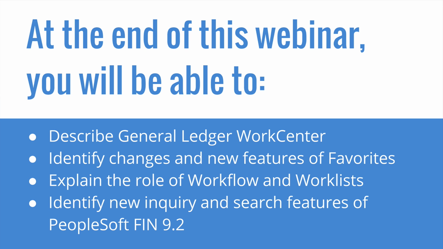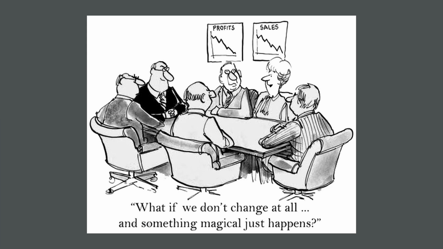So at the end of this webinar, if there are 4 things that I would want you to remember from today, it would be the roles of the General Ledger Work Center, changes and new features to favorites, workflow and worklists, and the new inquiry and search features in PeopleSoft Fin 9.2. So as this cartoon asks, what would happen if we didn't change at all? We've all been through system changes and upgrades and understand some of the challenges that will come along with it. But if we continue using an outdated system, we would be missing out on new features and technology, which we'll be talking about today.